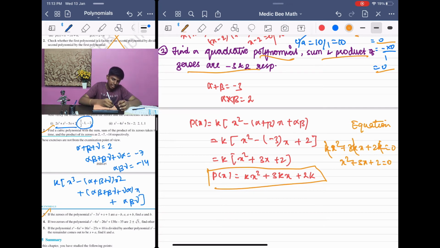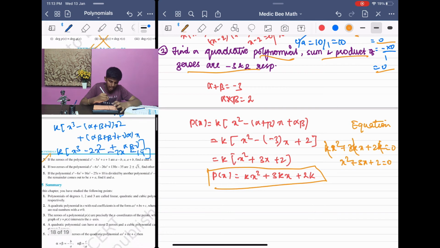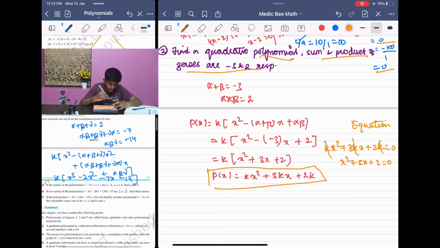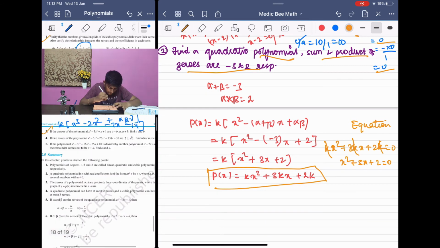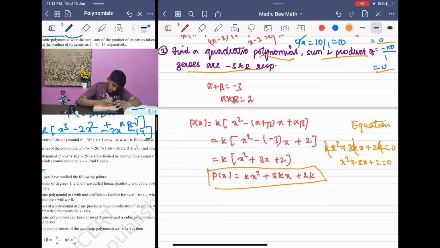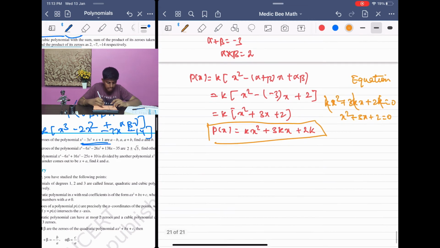minus alpha beta gamma. This is the form. So what do we get? K into x cube minus 2x squared minus 7x minus 14. This is the cubic polynomial that you are asked to find. Also, okay, find a cubic polynomial, that's it. Now they have given the zeros of a cubic polynomial, x cube, and this is a little bit different.